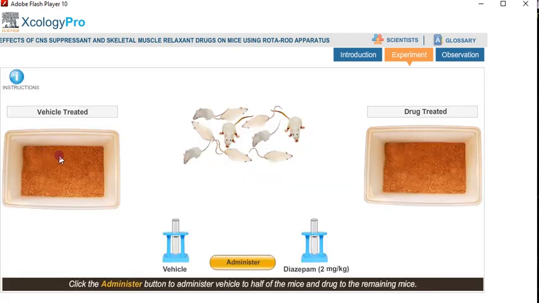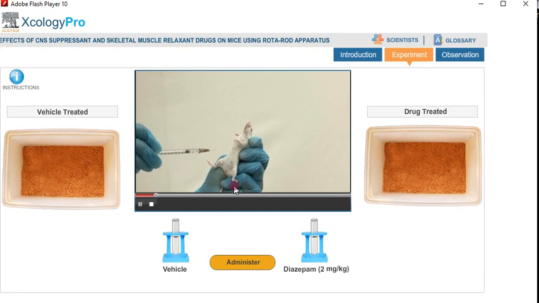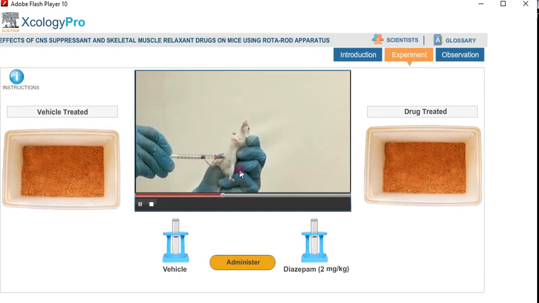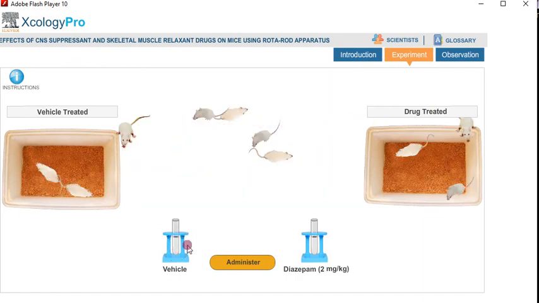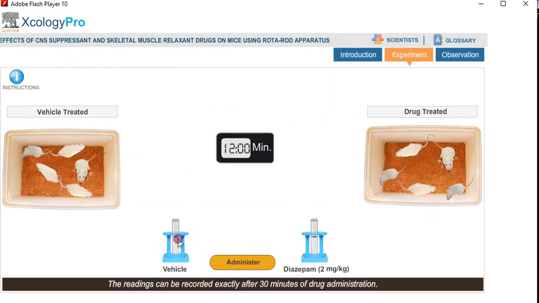So there are two groups, one vehicle treated and one drug treated. You have to administer simultaneously. You can see this is intraperitoneal administration in the mice of the drug that has an effect of CNS suppression or skeletal muscle relaxation. Similarly, vehicle means simple water or maybe sterile water for injection. They are administered, and then after 30 minutes the test is done.